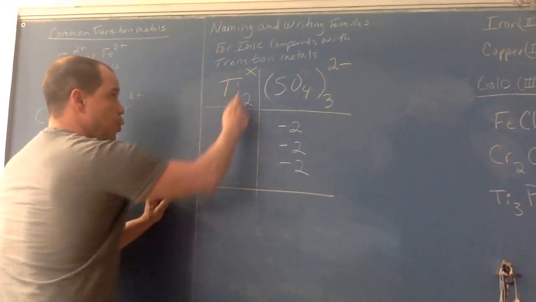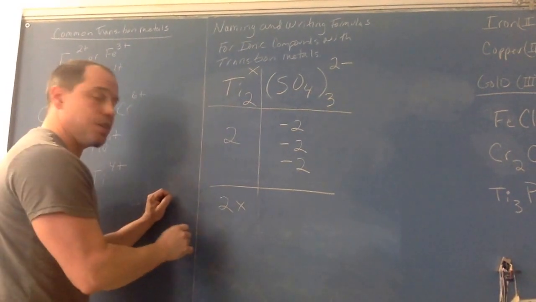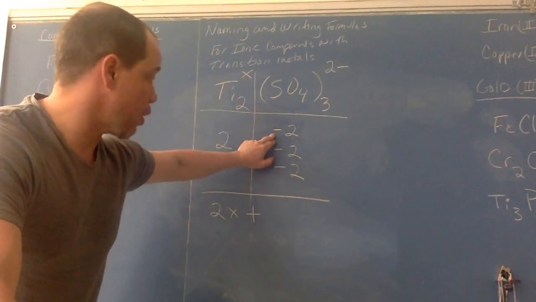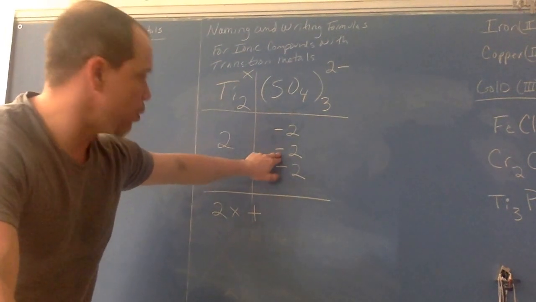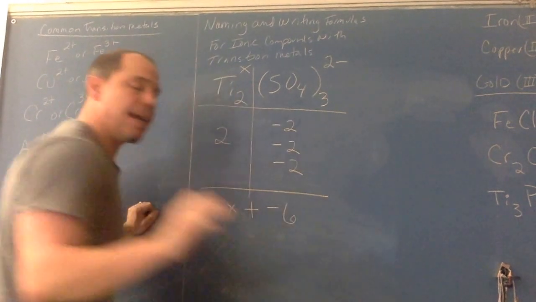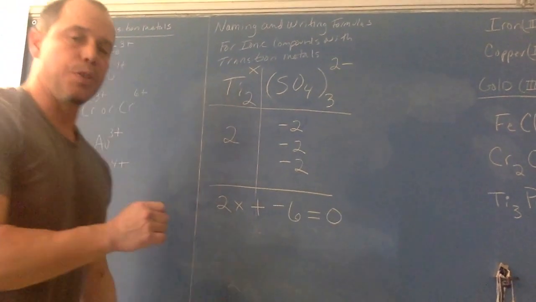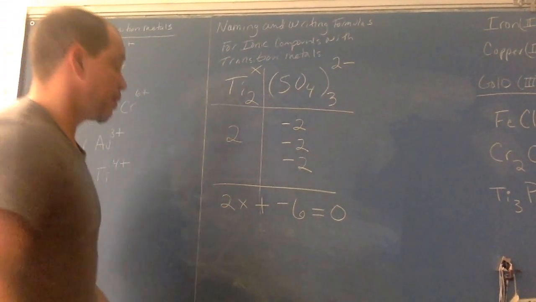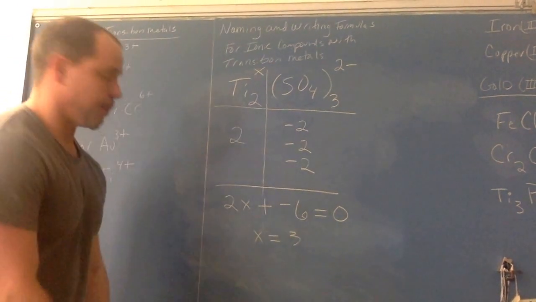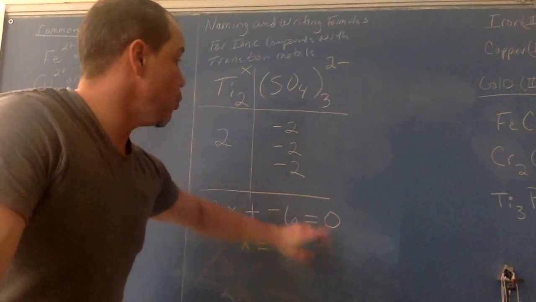Last step in the process, like we've done before. I have 2 titaniums with that unknown charge of X. Put the addition sign in. Sum up my anion charges. -2 plus -2 plus -2 is -6. Set it equal to 0 because all chemical formulas have an overall charge of 0. Solve for X. X again equals +3.